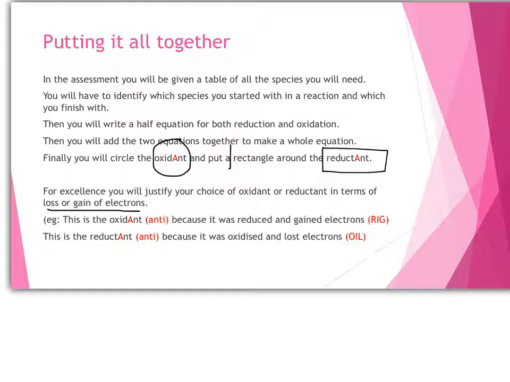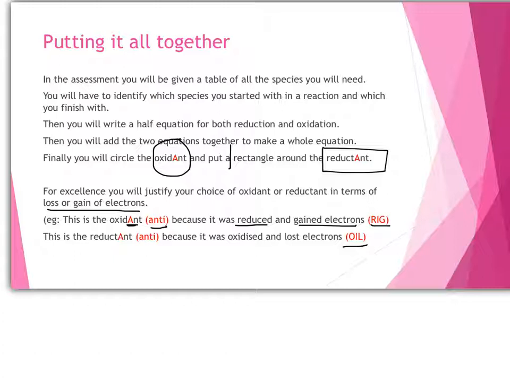Okay, so what we mean by that is you would say something like this is the oxidant because it was reduced. Remember, anti, when it's got that ant in it, that means that if it's the oxidant, it's anti that, it's been reduced. And when you know it's reduced, you're thinking of Rig. Reduced is gain, so you're saying it's gained electrons. And the opposite is so for the reductant. It's oxidized and it's lost electrons.